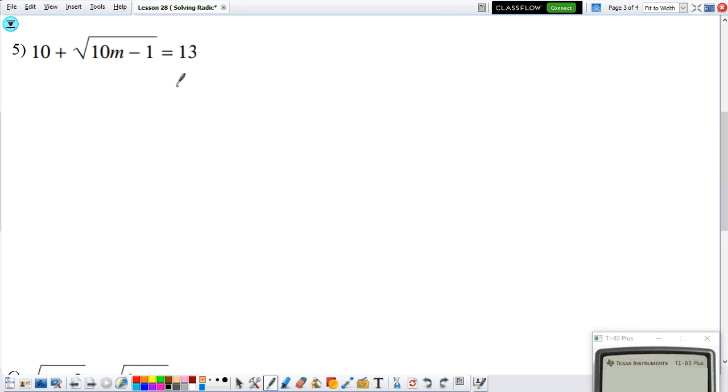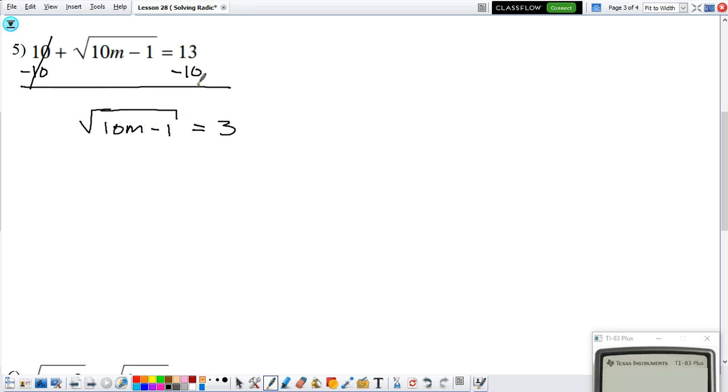In example 5, it doesn't matter if you're adding in front of or before the square root. You still gotta eliminate that 10. It's 10 plus, so we have two terms here. I need to eliminate the term that does not have a square root on it. This number is not multiplying but adding, so we gotta do the opposite. You subtract 10. Cancel out. So now we have the square root of 10m minus 1 is equal to 3. You got 13, take away 10, we got 3.